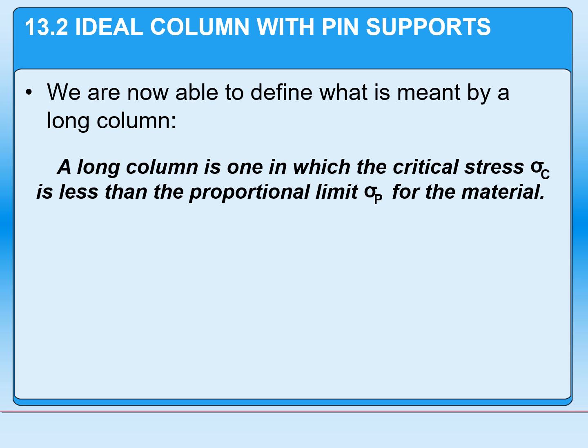So if you recall, we started this conversation by asking what makes something a long column? Well, it has to do with this relationship between critical stress and proportional limit. As long as the critical stress is less than the proportional limit, then this needs to be treated as a column and analyzed using the techniques that we're discussing. On the other hand, if the critical stress is higher than the proportional limit, then of course the column would fail solely in compression, and this type of analysis is unnecessary.